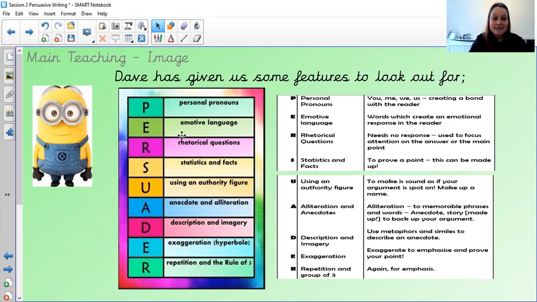Then the E is emotive language. So these are words which create an emotional response in the reader, and we'll see if we can pick some examples of those in a minute.